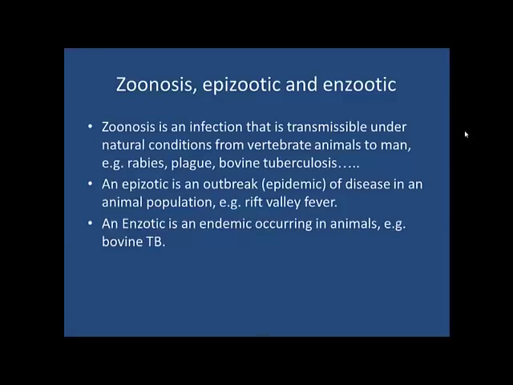Zoonosis, epizoic, and enzoic. So zoonosis is an infection that's transmitted under normal circumstances by vertebrate animals to man. Such examples include rabies, say, from a bat biting a human, plague, bovine tuberculosis, and so on. Plague is a zoonosis because the mice or rats can spread it. However, it actually comes from the fleas that are biting the mice and rats, and then they jump onto the human. An epizoic is an outbreak of an animal disease, and an enzoic is an endemic area occurring with the animals, for instance, bovine TB.